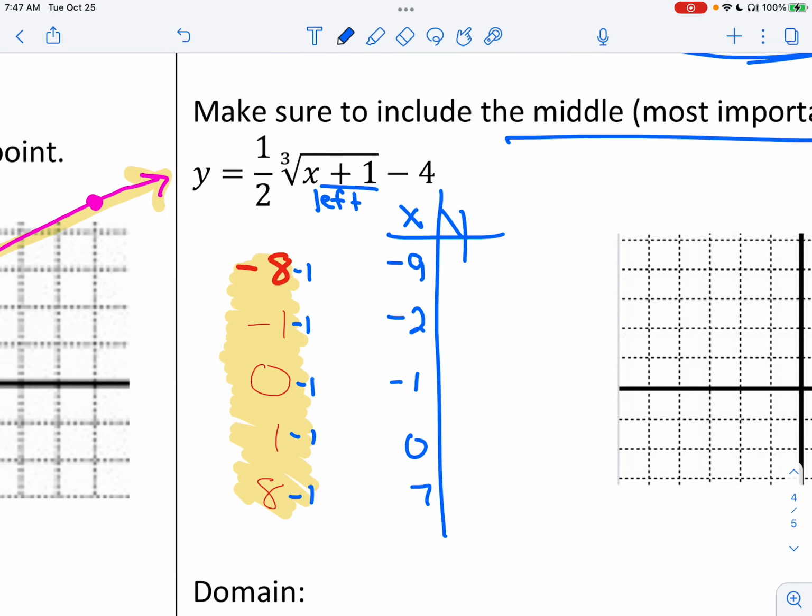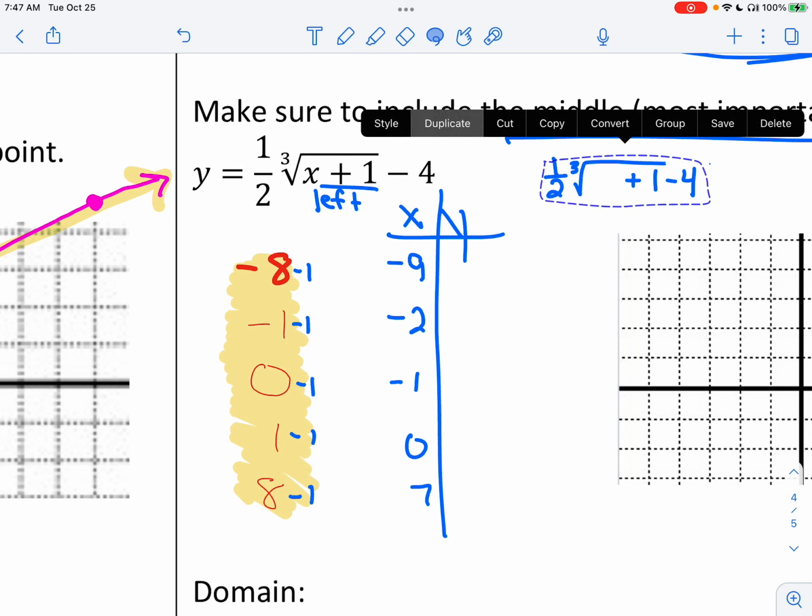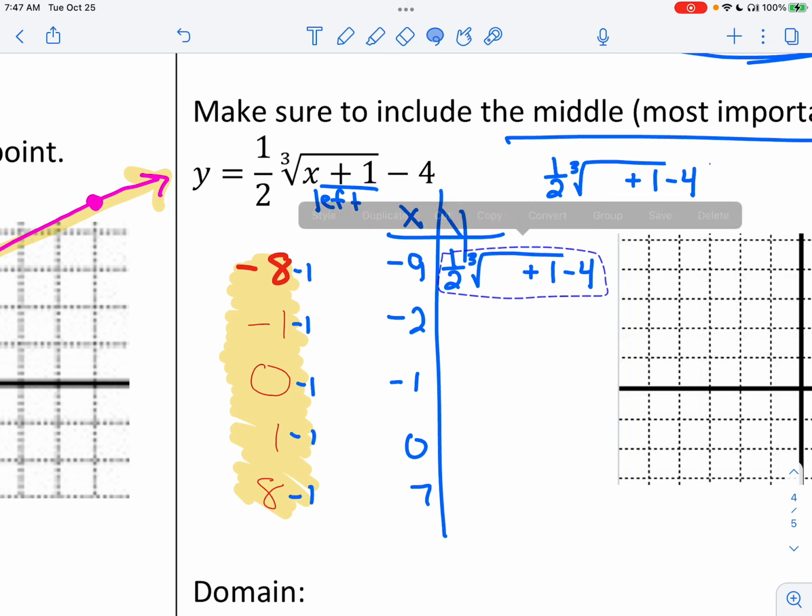And now it's time to plug those numbers in. So right here, I'll just write 1/2, I'll write it kind of small, cube root of x plus 1. Get rid of all that extra root here. And then a -4 in the back. I'm going to go ahead and duplicate that, and that's what I'll use to plug things in.